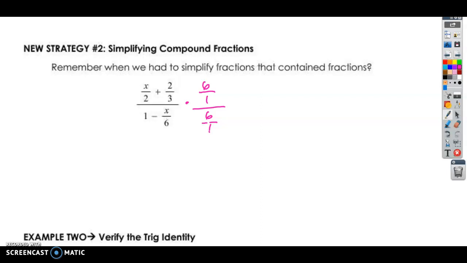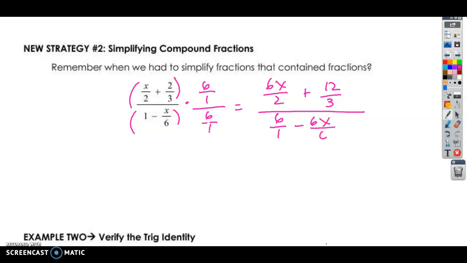But if I go ahead and do that, and again, there's a parentheses around this entire thing, so I've got to distribute it. I'll end up with 6x over 2 plus 12 over 3, right? Over 6 over 1 minus 6x over 6. Now watch what happens. These are all going to simplify because we chose a number that 2 and 3 go into evenly, as well as 6 in this denominator. See, 2, 3, and 6 go into this number that we chose, 6.